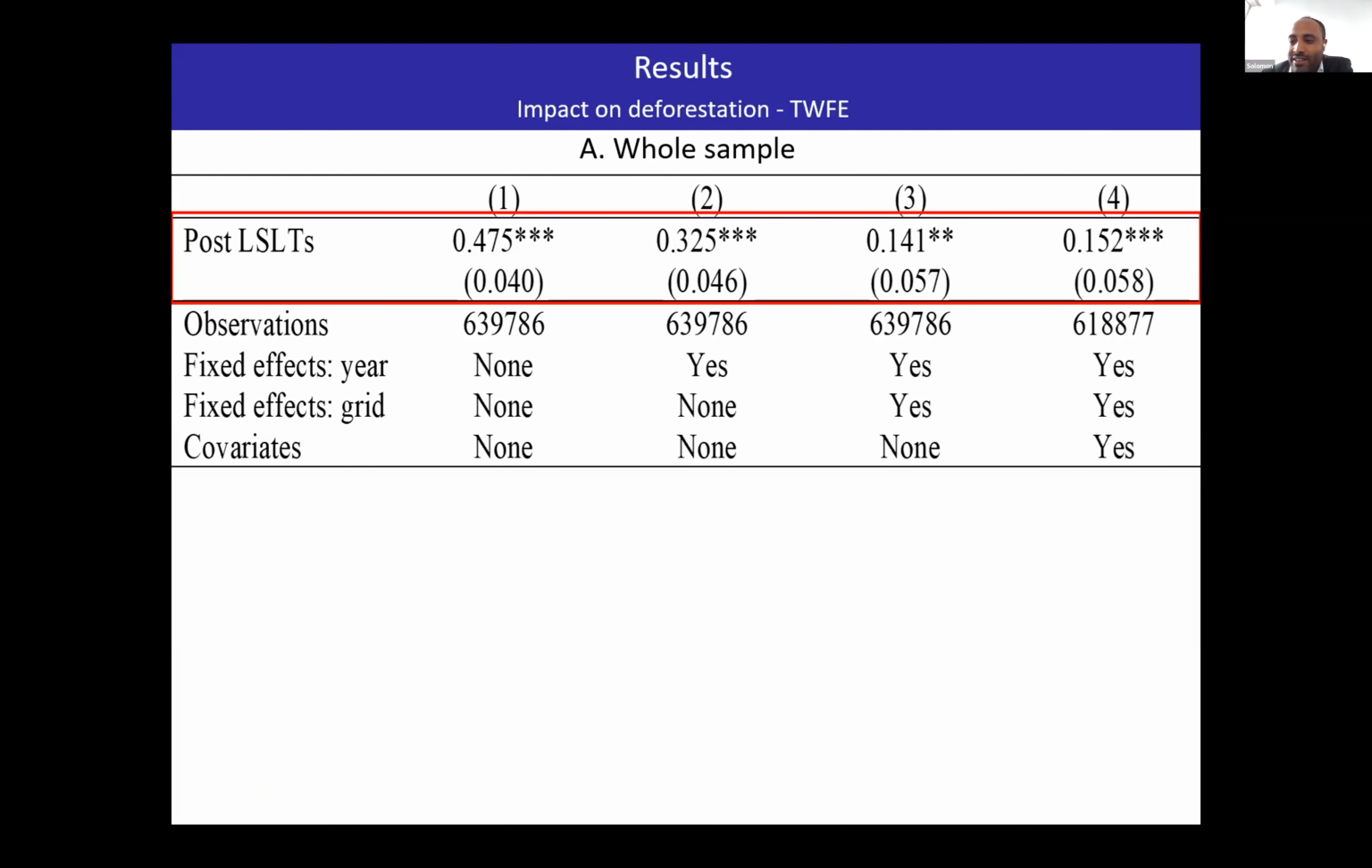So this is the result from the two-way fixed effects model. When you use the whole sample, we see a significant and robust effect of large-scale land investments on deforestation. So large-scale land investment increases deforestation in the region. This is robust when we control for year fixed effect, when we control for year and GID fixed effect, and when we control for the covariates, but the magnitude of the effect goes down.